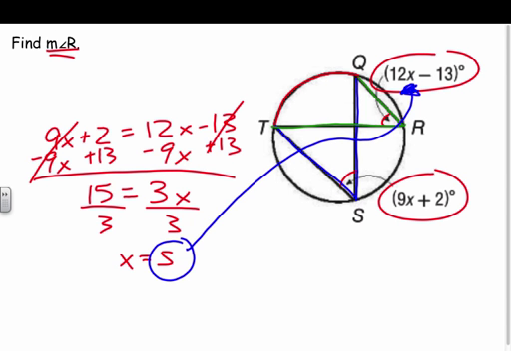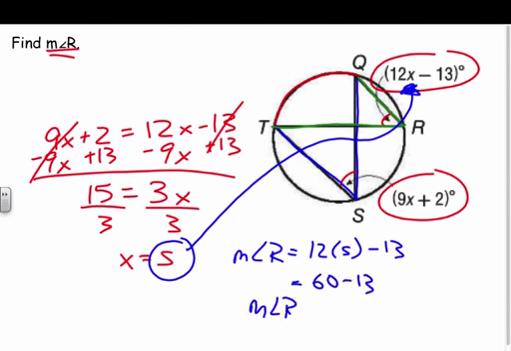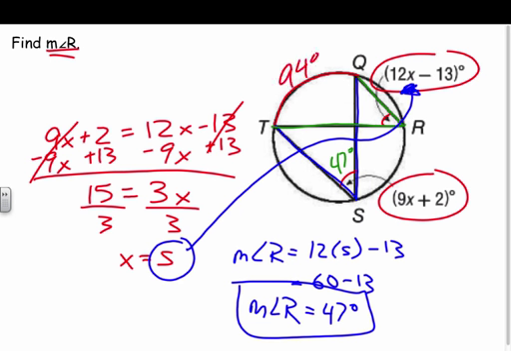So we've got to take 12 times 5. So measure of angle R: 12 times 5 minus 13. And 12 times 5 is 60 minus 13, and we end up with 47 degrees. So that means I also know that angle S would also be 47 degrees as well. And if I really wanted to find the arc, I could. It's just twice that. So that would be 94 degrees.